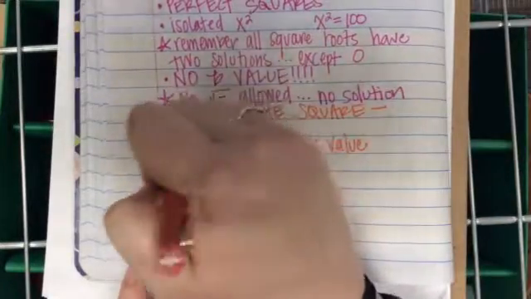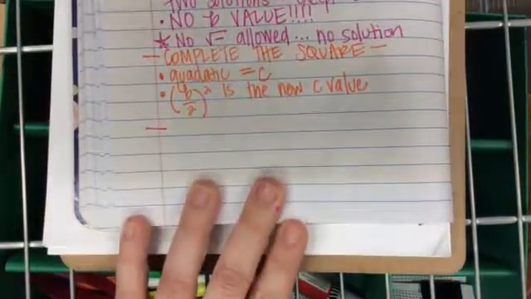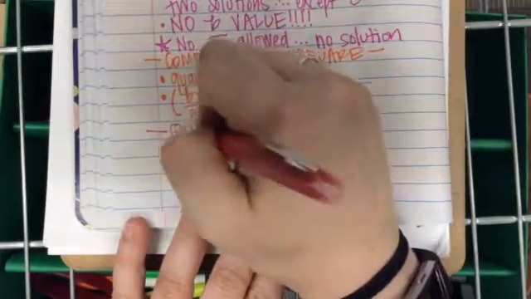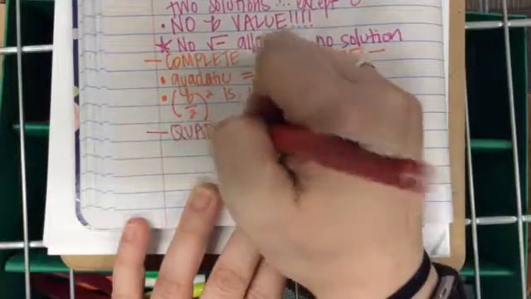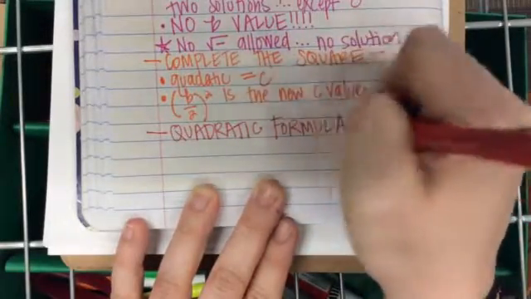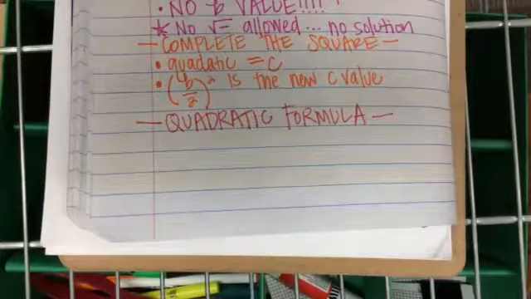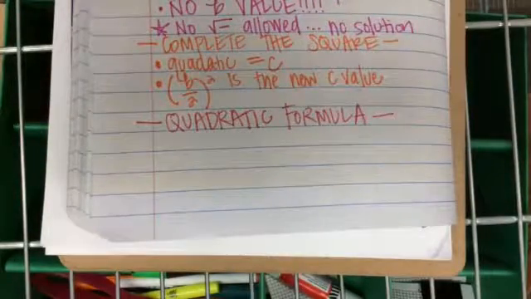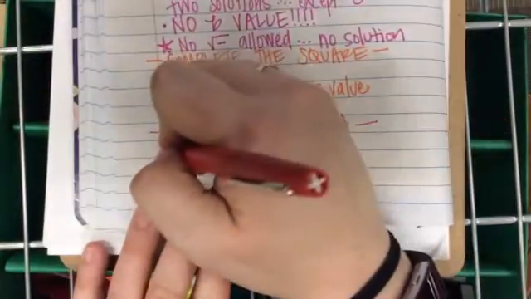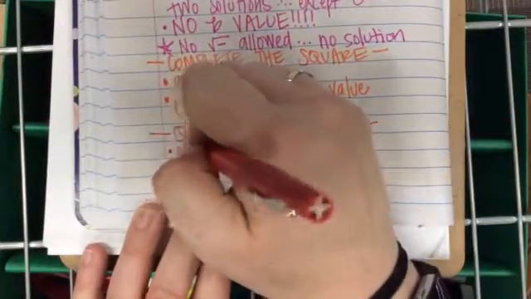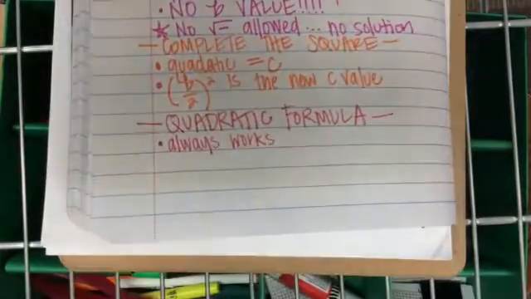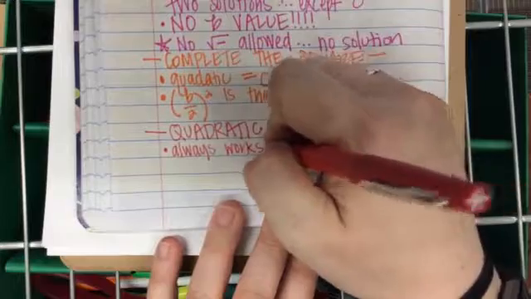And last but not least, what was the last one we learned? The quadratic formula, which includes the discriminant. Quadratic formula, when should you use it? It works all the time. The quadratic formula is guaranteed to work every time.